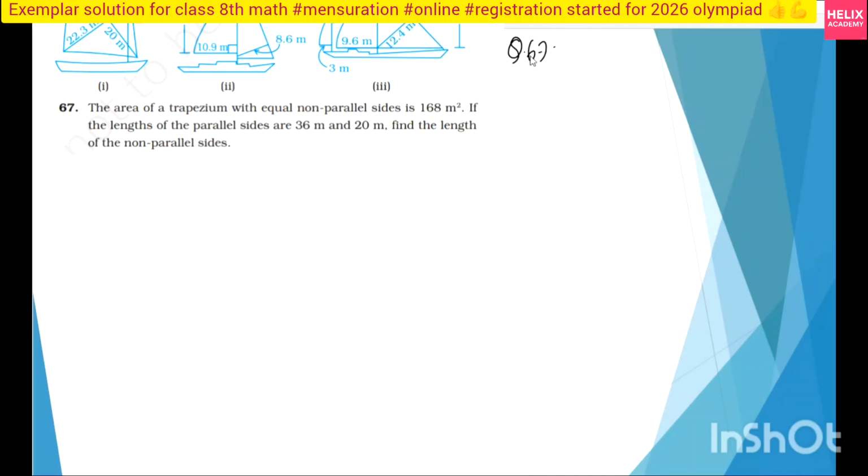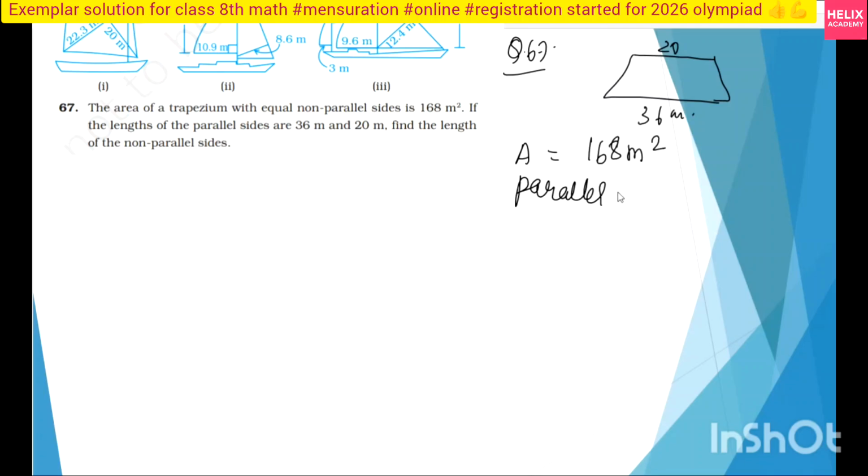Question number 67. Suppose this is a trapezium and in the trapezium, the non-parallel sides are equal, your parallel sides are 36 and 20. Okay, find the length of the non-parallel sides. So first I will say the area of the trapezium is given that 168 meter square and parallel sides are what? 36 and 20.